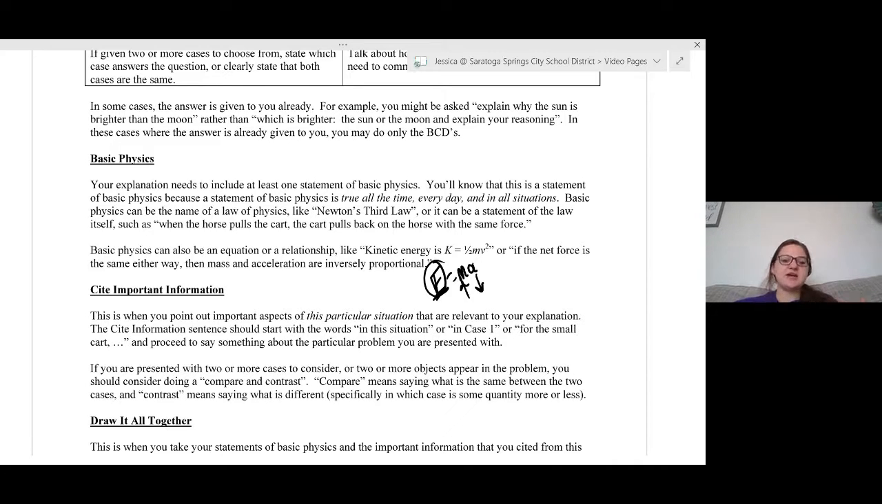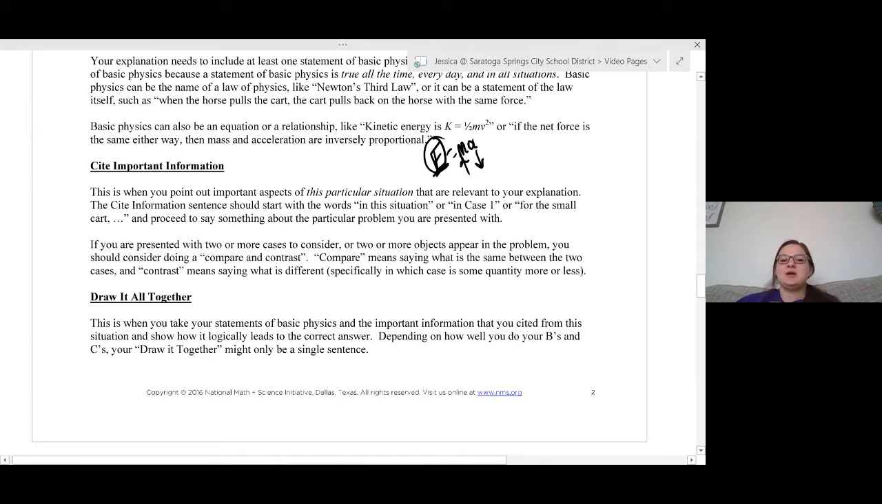And then you're gonna cite important information. So this is when you point out important aspects of this particular situation, not some random situation we did in class, this one. So it should say in this situation, or in case one, or for the small cart. Be particular, be exacting. Pretend that the person reading has no idea what's going on.